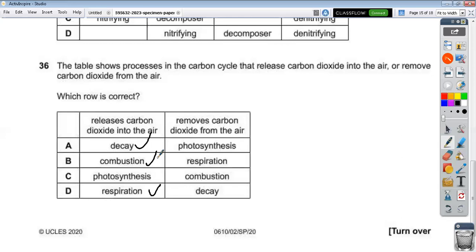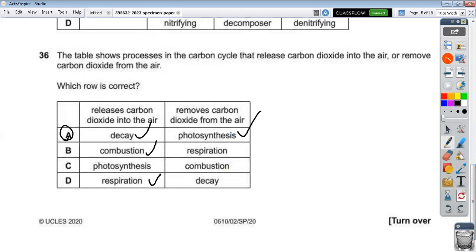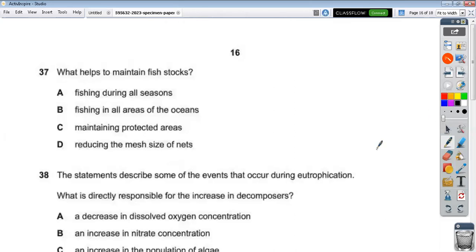Clear now? Now, which process removes carbon dioxide from the atmosphere? Is it photosynthesis? Photosynthesis absorbs carbon dioxide. So what's the correct answer? A. Clear? Yep.